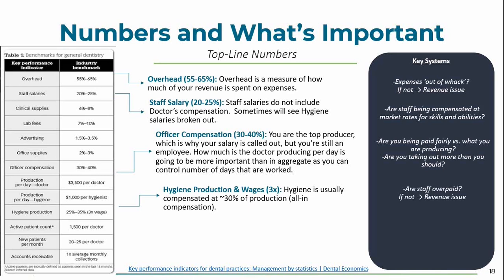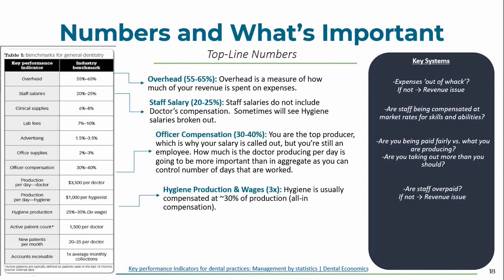So, what to consider if this number's out of whack? First is again, is the staff overpaid? Hopefully, we've already answered that one. So then the fallback is this could be a revenue issue. How is it a revenue issue? Well, let's look at some finer levels of detail. Is the capacity utilization accurate?